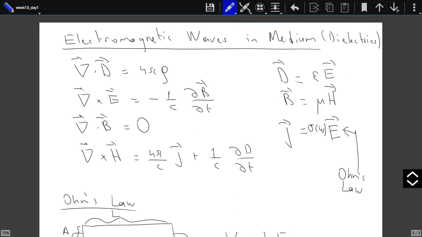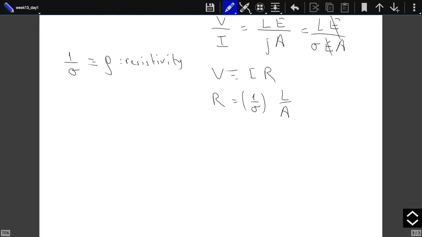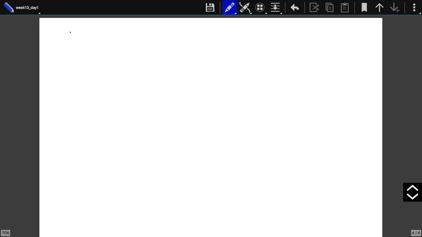Anyway, let's go back to our electromagnetic waves in a medium, in dielectrics. Now, if you just substitute these equations and express everything in terms of E and B, these are the Maxwell's equations we have. Epsilon times divergence of E is equal to 0. Well, rho is equal to 0, J is equal to 0. I don't want any charges in my dielectric.